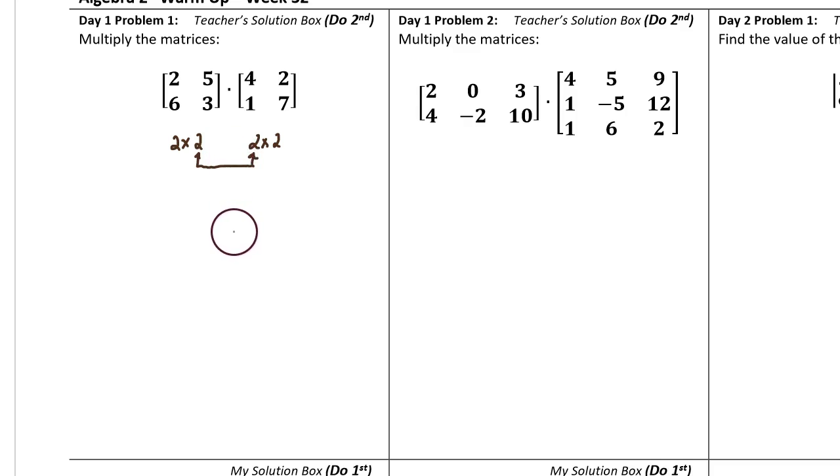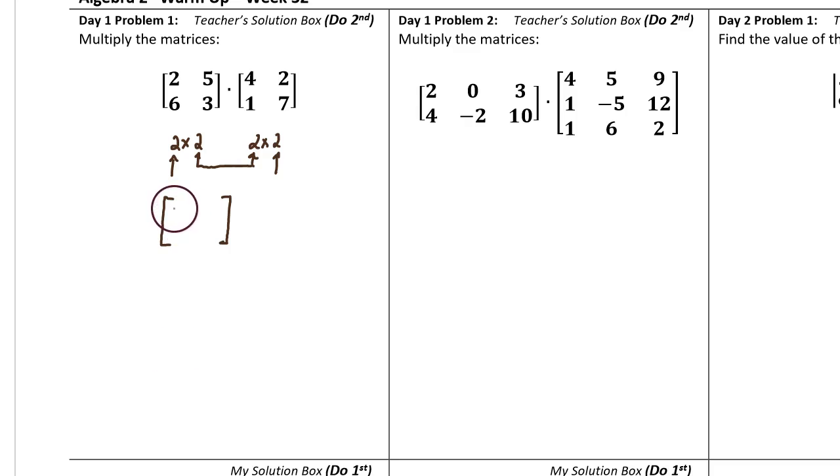Next, we want to know the size of the answer we get. And that can be figured out by using the number of rows from the first and the number of columns from the second. Our answer is going to be a 2 by 2 matrix. Now we're going to figure out the 4 entries within the matrix.